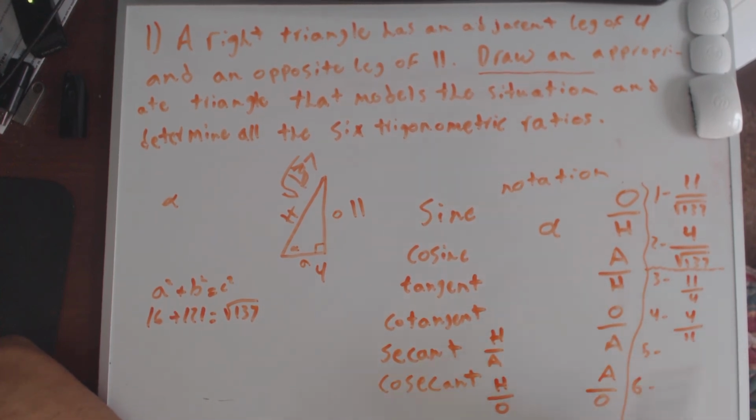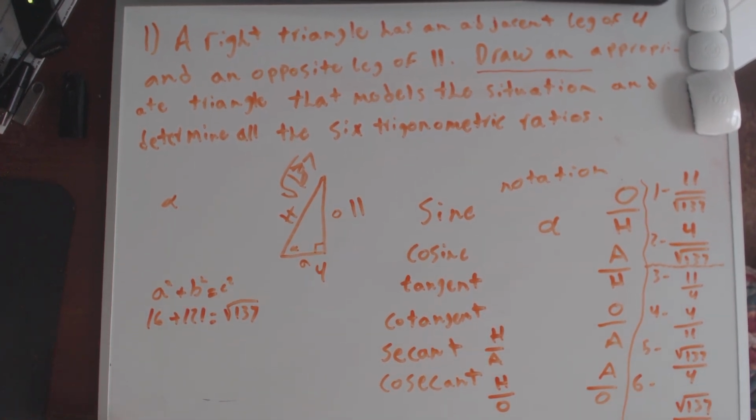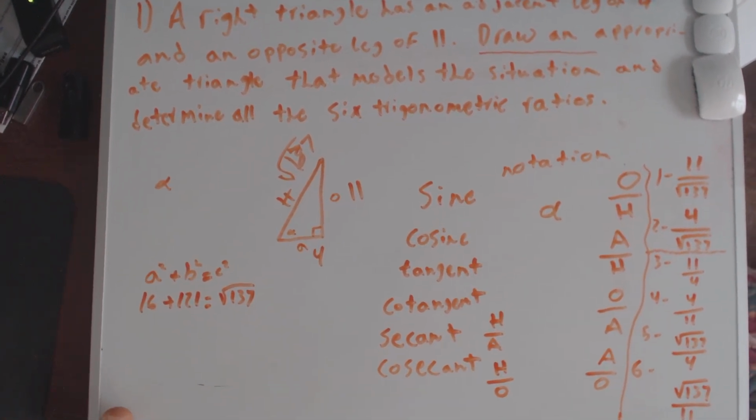And for secant, it's hypotenuse over adjacent, which is square root of 137 over 4. And the last one, cosecant, is hypotenuse over opposite, which is square root of 137 over 11. And now we have finished all the problems. And thank you for watching.